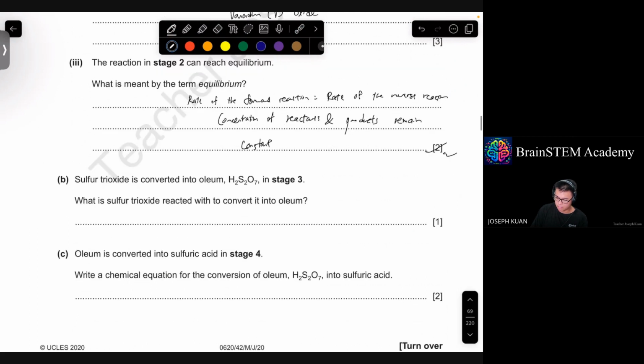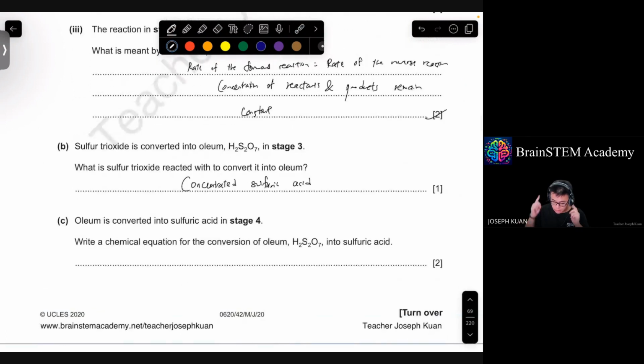Next, sulfur trioxide is converted into oleum in stage 3. What is sulfur trioxide reacted with to convert it into oleum? There will actually just be sulfuric acid. In fact, concentrated sulfuric acid. Right? Next question. Oleum is then converted into sulfuric acid in stage 4. Write a chemical equation for the conversion of oleum into sulfuric acid. So how we do it is by adding it with water. So oleum takes in water, and that allows formation of sulfuric acid, and then you balance the equation. That's the final answer. 2 marks.